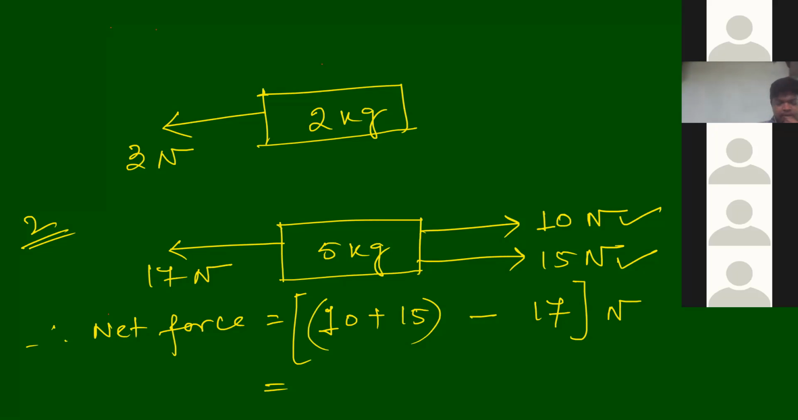Okay. So 10 plus 15 is 25, minus 17, that is equal to how much? 8 Newton should be the final answer. So the net force has a value of 8 Newton, but what should be the direction of the net force?